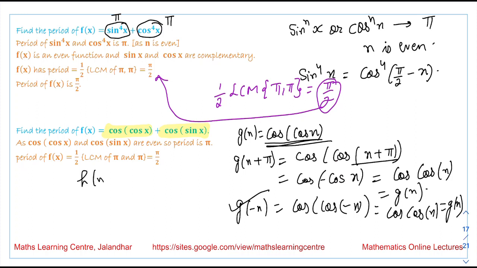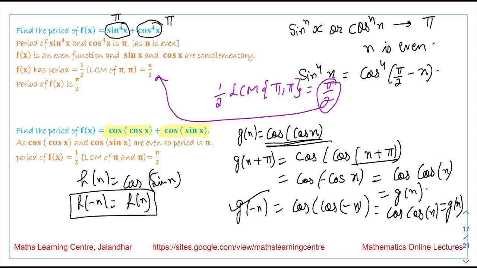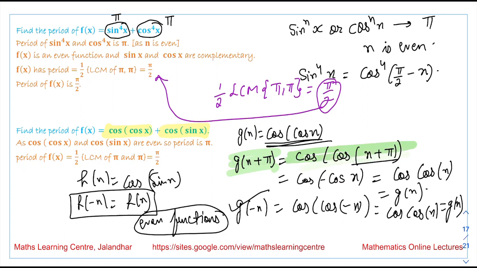Similarly, we are writing the function h(x) is equal to cos of sin x. Then h of minus x will be equal to h(x). Both these functions h(x) and g(x) are even functions. So we are saying their period, we have verified it over here, the period for these two functions is pi.